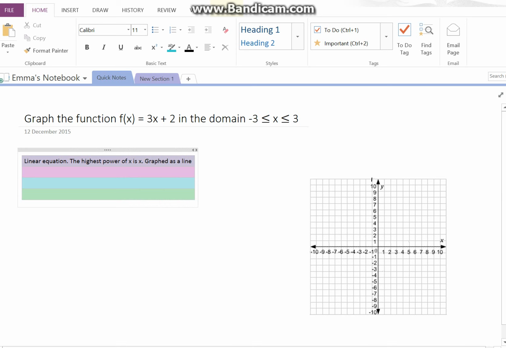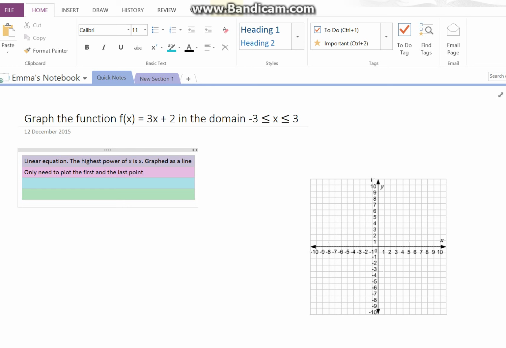Okay, so we know that when we graph this function, it should look like a line. Then the domain part, it talks about minus 3 is less than or equal to x is less than or equal to 3. So this is our start and our end point, okay? What do we know about linear functions when we draw them? We know that we only need to plot the first and the last point.